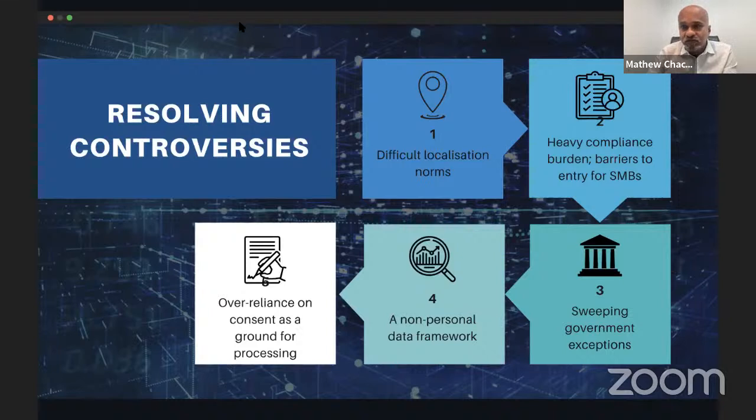Let's not cry too much about sweeping government exceptions. Our government is under fairly large constitutional strictures, and the way Justice Chandrachud is going at it, we probably have courts stepping in to limit government powers. So again, I think a little bit of the public weeping over sweeping government exceptions is drama that probably is not called for at this point.